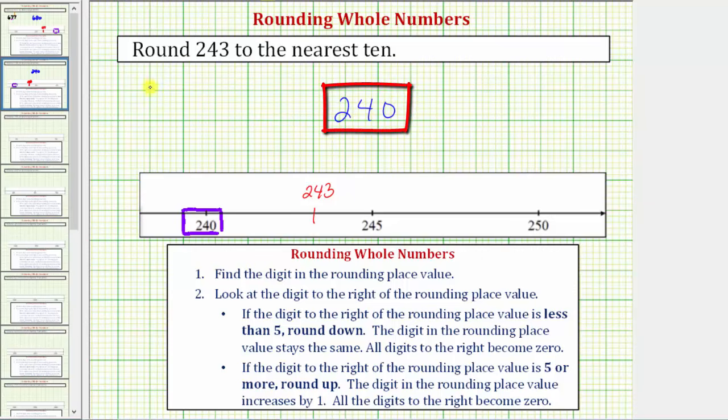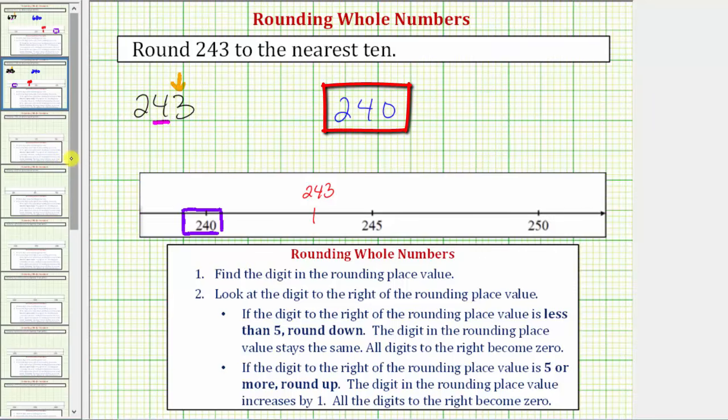And again, using the formal rules for rounding, we begin with 243. We identify the digit in the rounding place value, which would be the 4 in the tens place value. The digit to the right is a decision maker, which is the 3 in the ones place value. So because 3 is less than 5, you round down. To round down, the digit in the rounding place value stays the same. Notice how we don't decrease it, but the digit in the rounding place value stays the same. So the 4 in the tens stays 4. All digits to the right become 0. The 3 in the ones becomes a 0, giving us 240.